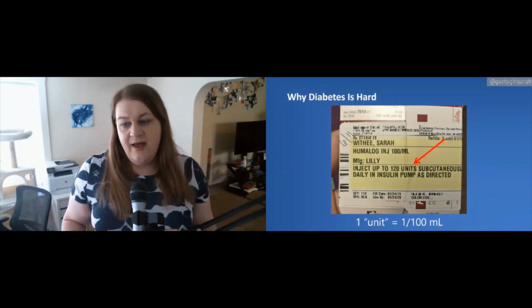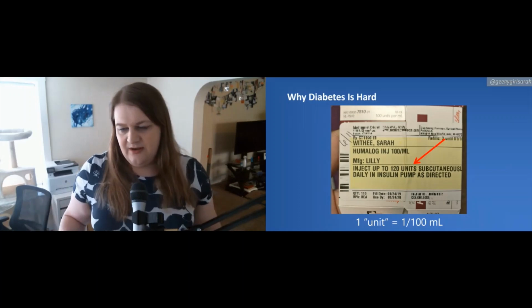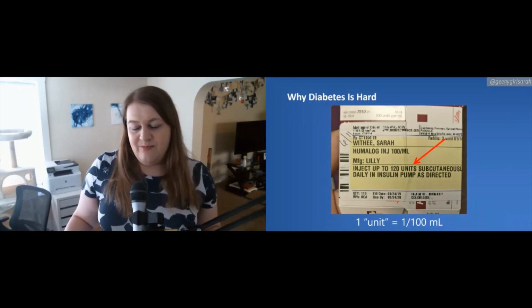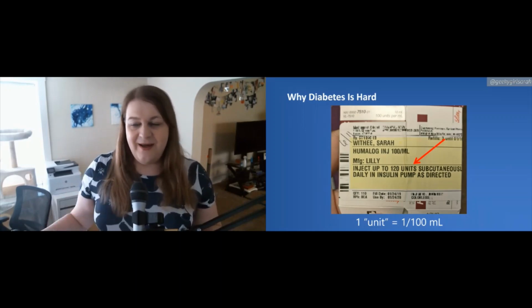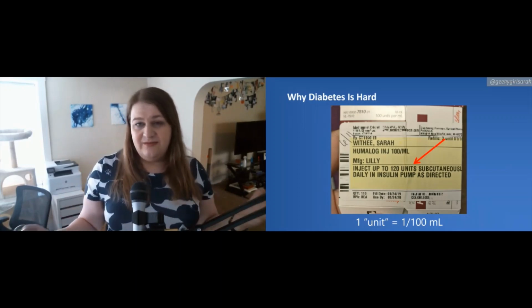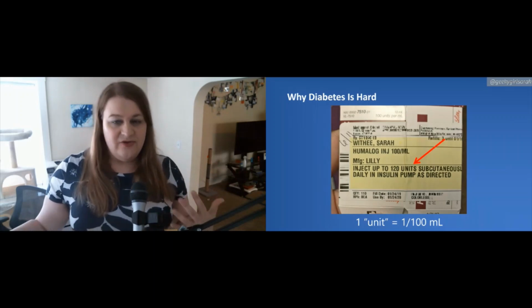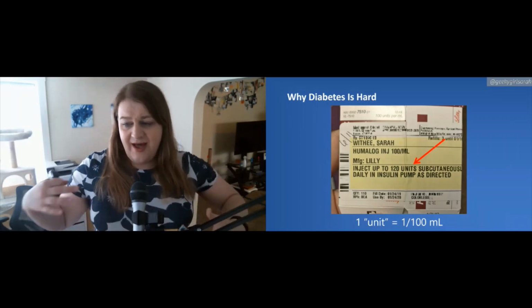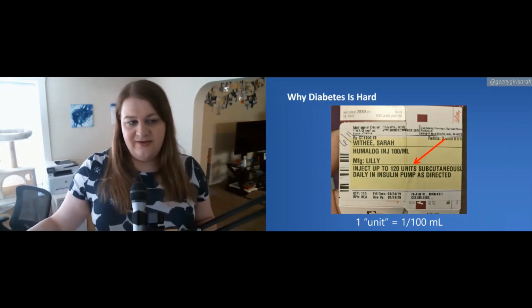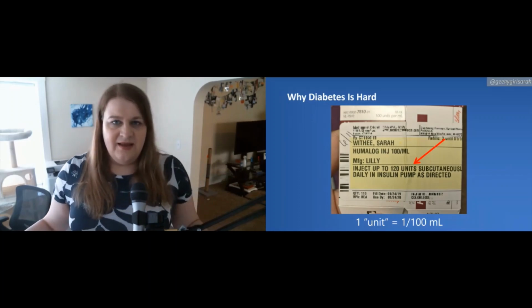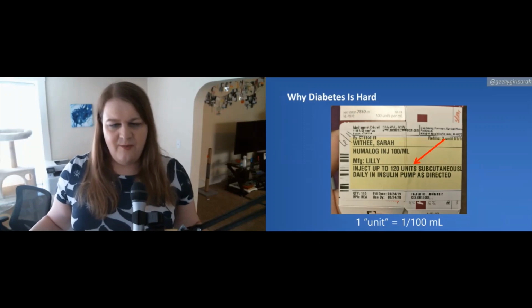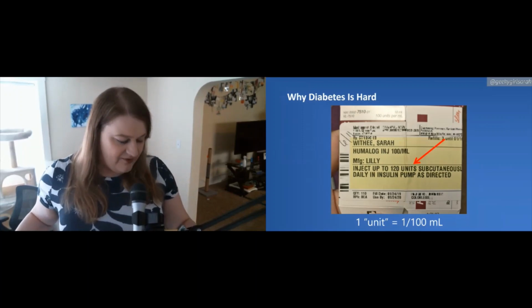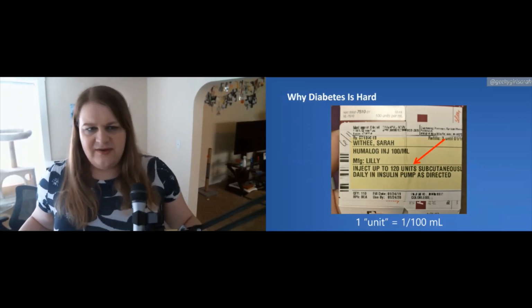So this is my prescription for the last kind of insulin I was on. Average prescription label from a box of insulin. One of the things you may notice, it says inject up to 120 units, and 1 unit is 1/100th of a milliliter. So inject up to 120 units in your insulin pump daily. And that's cool, but they don't actually tell you how much to take. They've just told you don't go over this amount.